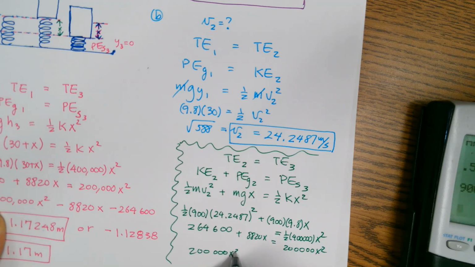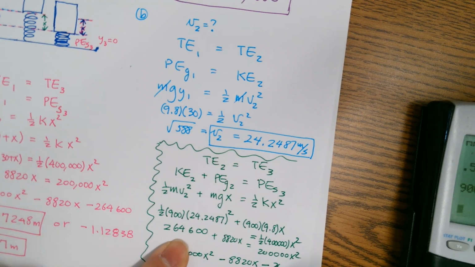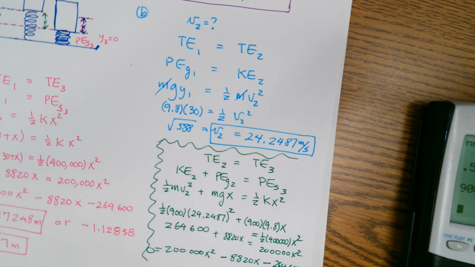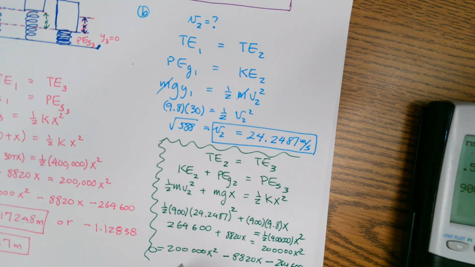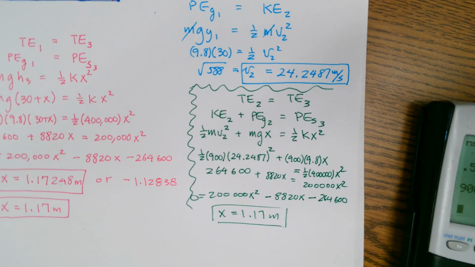200,000 x squared minus 8820x minus 264,600, and you get exactly the same values. So it works either way. Just to show you that physics does work, even on Fridays.